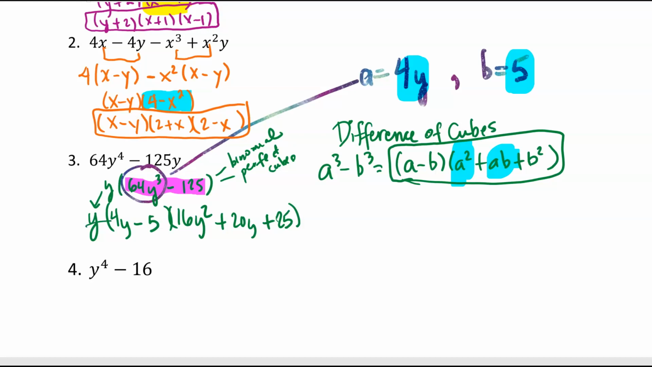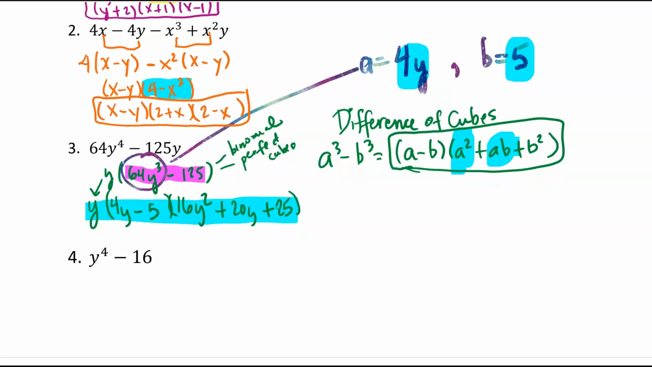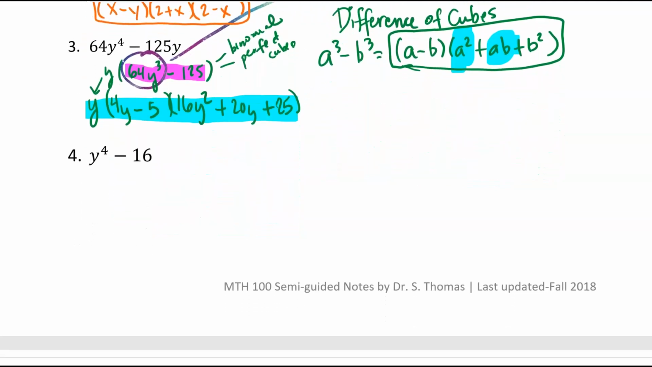Y times 4y minus 5 times 16y squared plus 20y plus 25. Moving on to number 4.